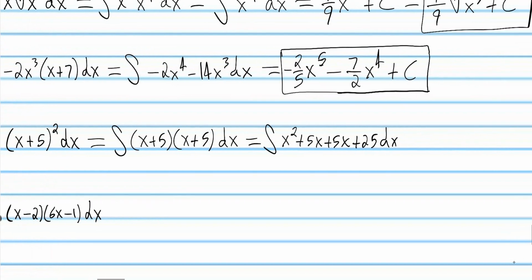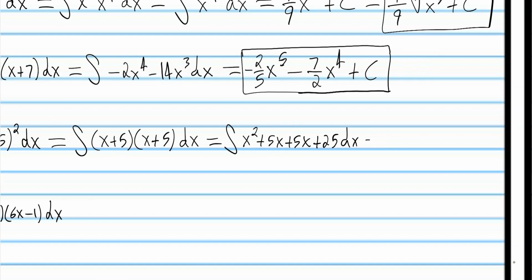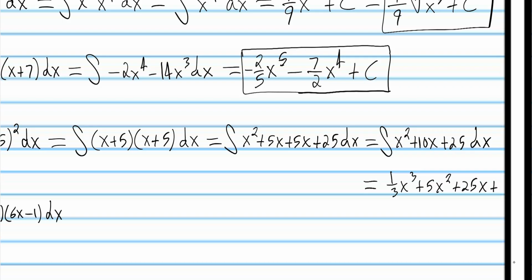But of course, we get the F, O, I, and L of FOIL. And add the inner terms, and we get x squared plus 10x plus 25 dx. And the antiderivative is going to be 1/3 x cubed plus 5x squared plus 25x plus c.